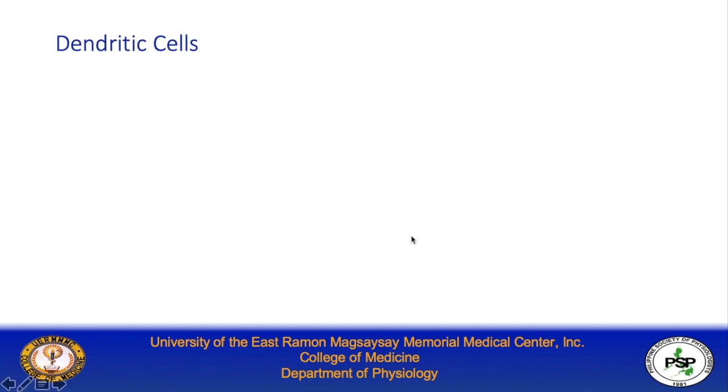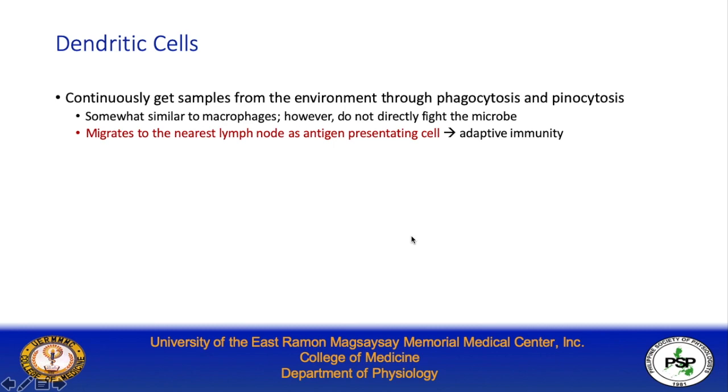Another type of cell would be the dendritic cells. What is special about these dendritic cells is that they are also phagocytic cells. But instead of breaking down the ingested protein or microbe, this dendritic cell will migrate to the nearest lymph node as an antigen presenting cell.